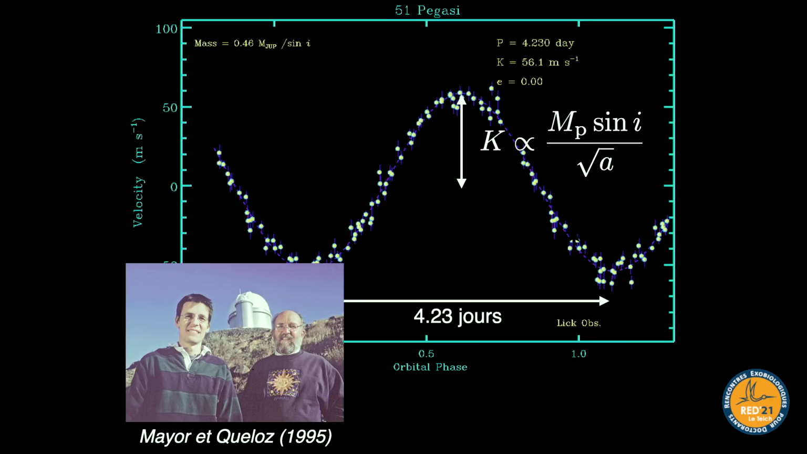And so this actually is the discovery of the first planet around a solar-like star, around this star that is 51 Pegasi, and that's what got the Nobel Prize for Michel Mayor and Didier Queloz. Well, the Nobel Prize was a few years ago, but the discovery was in '95.